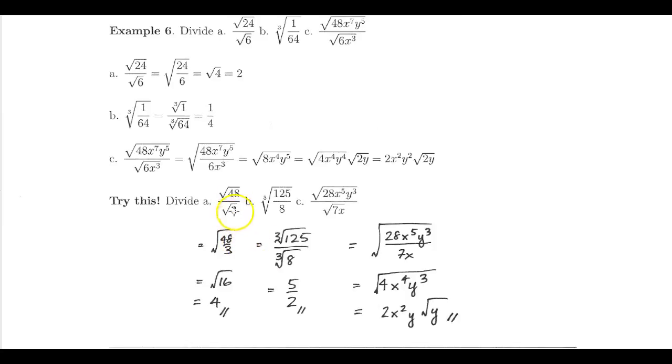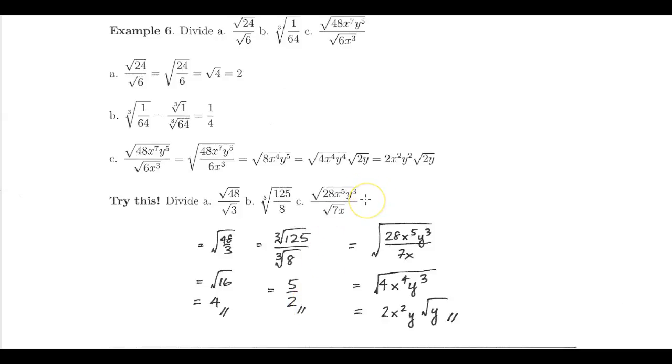So in the first problem, we have the square root of 48 over the square root of 3, which we can write as the square root of 48 over 3, which is the square root of 16, which simplifies to 4. And the cube root of 125 over 8 we can write as the cube root of 125 over the cube root of 8. The cube root of 125 is 5, and the cube root of 8 is 2, so that simplifies to 5 halves.